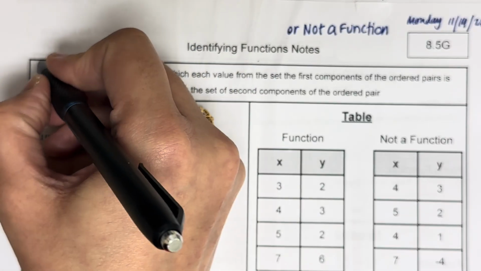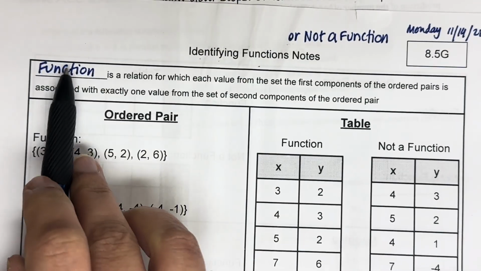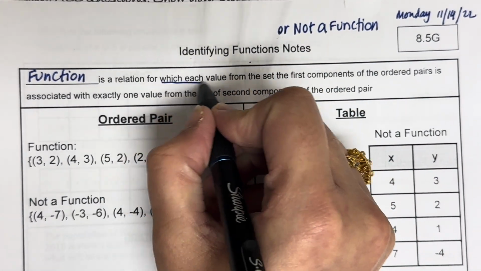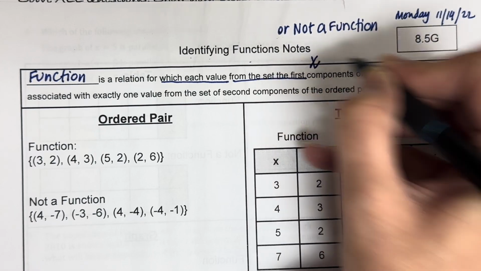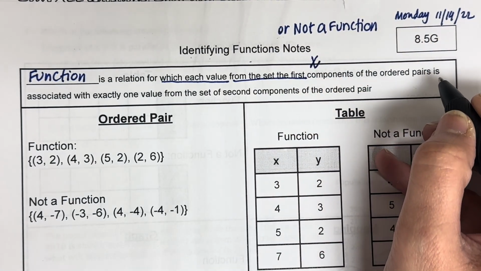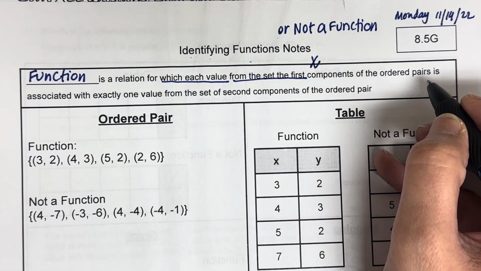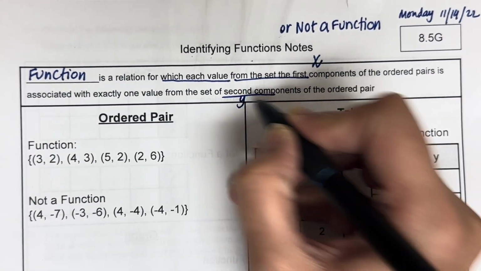A function is a relation for which each value from the set of the first component, which is x, of the ordered pair is associated with exactly one value of the second component, which is y.